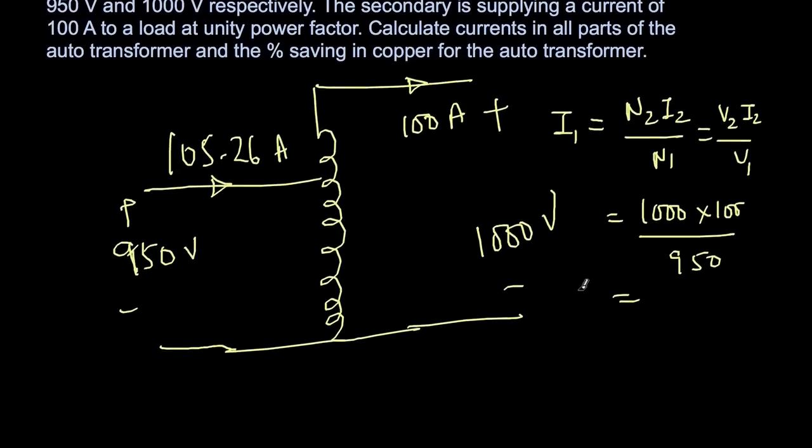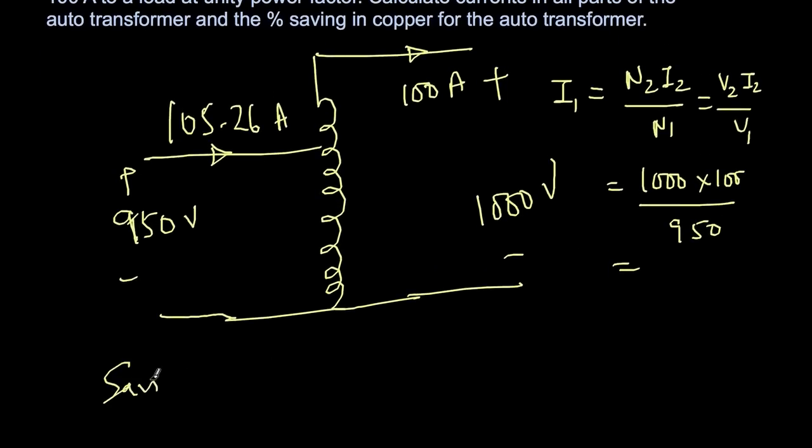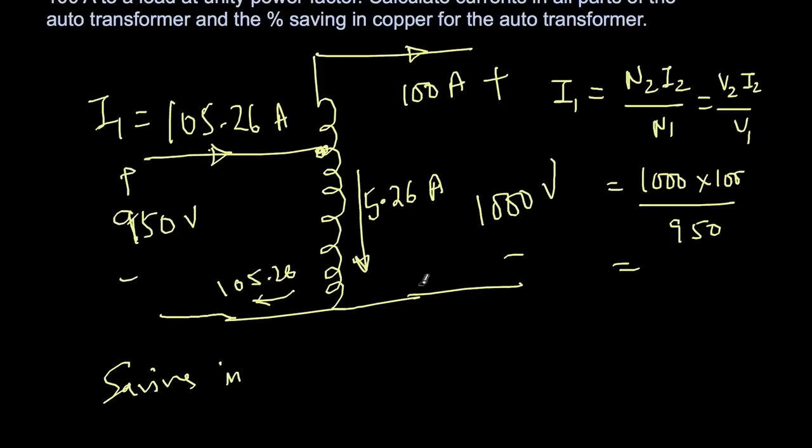And what about the saving in copper? Before that, this is I1. What about the current in this part of the circuit? Will the current be up or down? It will be down because 105 amperes of current is coming. So the remaining 5.26 amperes will be going down like this, and then it will go back here as 105.26, and here 100 amperes will come like this.